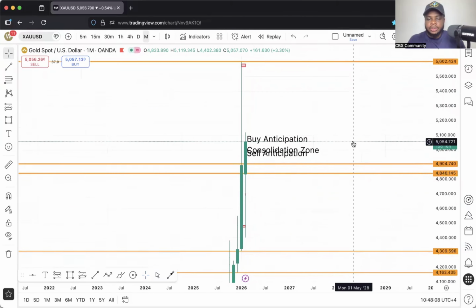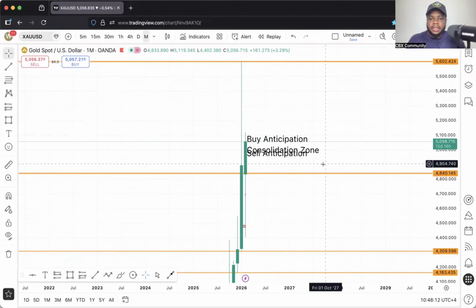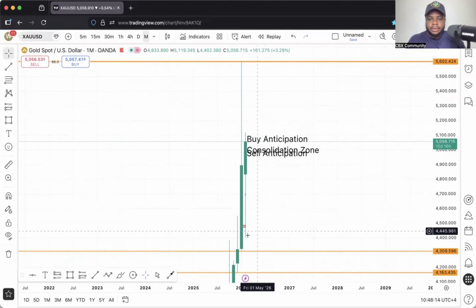Let's zoom the chart a little bit. Let's delete this line. Let's delete this line. Let's delete this.